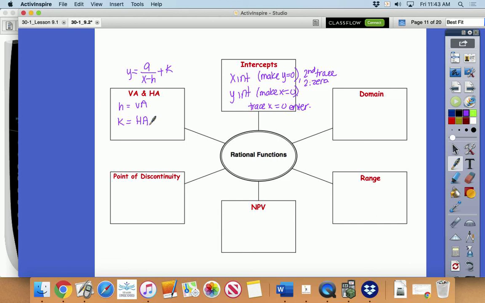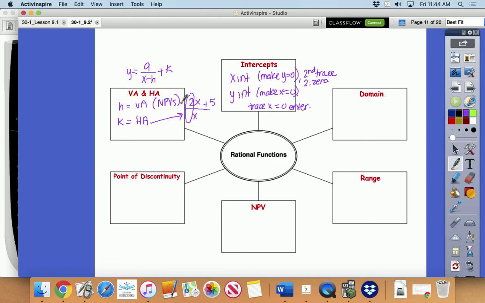So that's one procedure. Another procedure that you can use is if it is a fraction with the same degree, like 2x over x plus 5, remember we can divide by the leading coefficients to find our horizontal asymptote. That would be another procedure, right? Another name for vertical asymptotes is NPV. So if you find your non-permissible values, those are your vertical asymptotes, right?